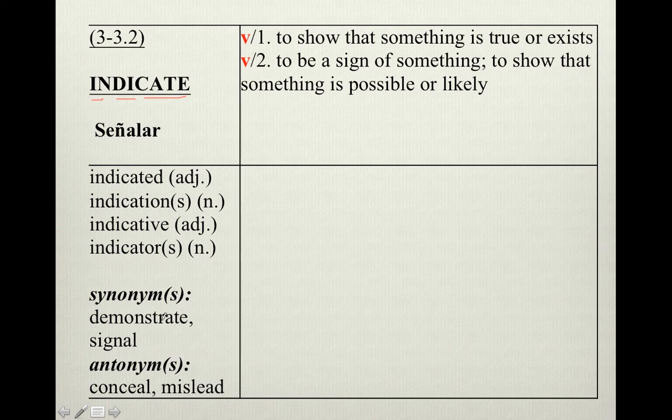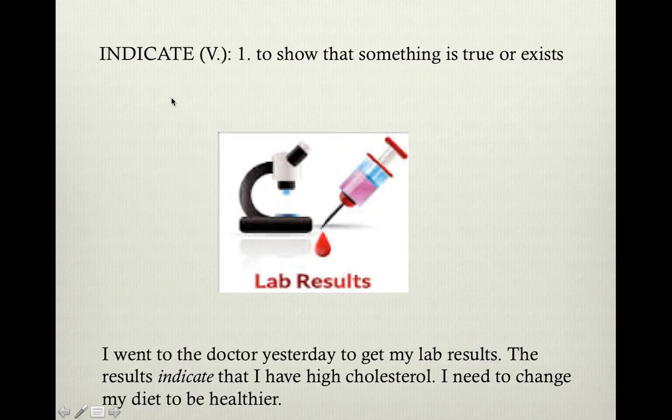Synonyms we have demonstrate or signal. Demonstrate, signal. To show, to prove, to point out, to signal. Antonyms we have conceal. Conceal means hide. Mislead. Not lead in the correct direction. Let's go over the definitions and some examples. Have indicate, used as a verb.